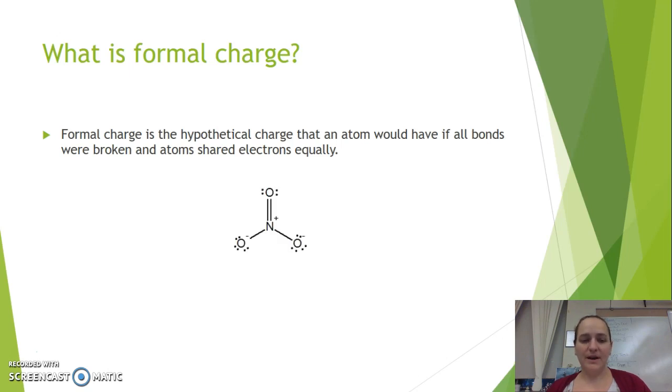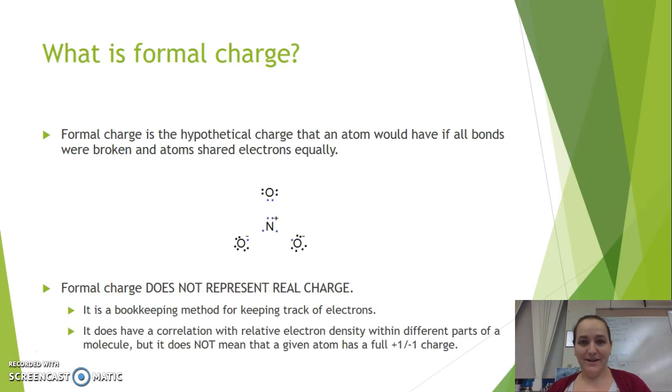So what I mean by that is if we take a look at the nitrate ion as an example, we have one nitrogen-oxygen double bond and two nitrogen-oxygen single bonds. We take them and we cut them in half, and in each of those bonds, half of the electrons go to the nitrogen and half of the electrons go to the oxygen. We end up with a situation that looks like this. So formal charge is just assessing what would the charge on the atoms be if this were to happen.